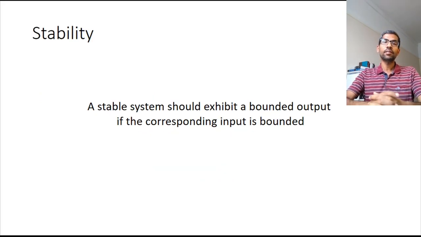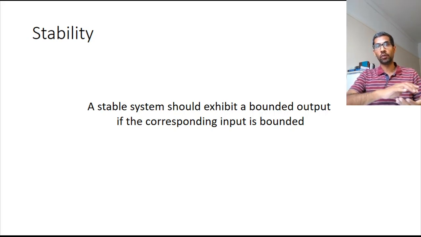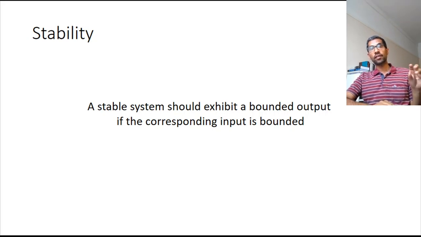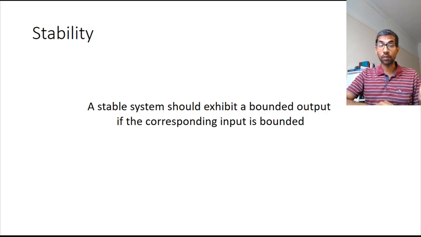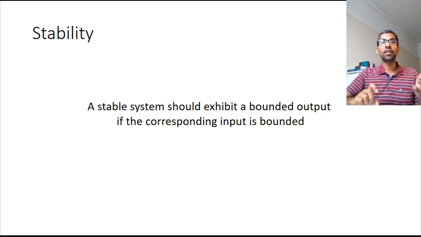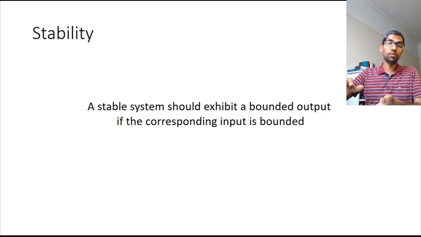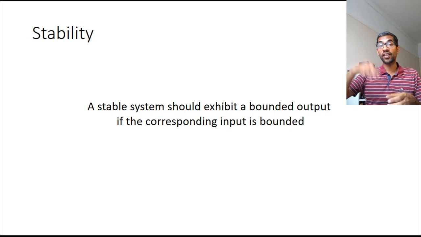A stable system is a system that gives you a bounded output when the input is bounded. What that means is that if you have a system and you give a finite input to the system, the output should be finite. If the system does that, the system is called stable. If, however, for a particular finite input or for any finite input, the system gives you an unbounded output or an infinite output, the system is unstable.